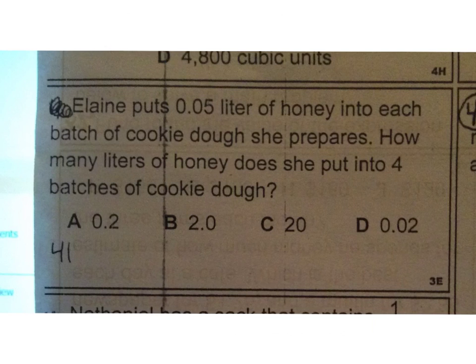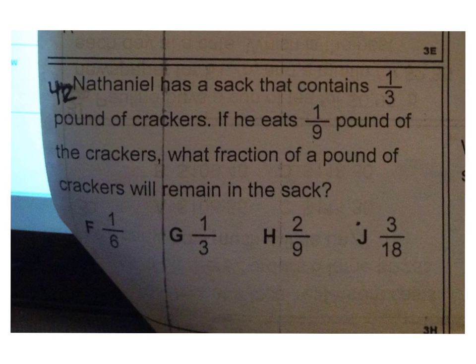Number 41. Elaine puts 0.05 liters of honey into each batch of cookie dough she prepares. How many liters of honey does she put in 4 batches of cookie dough? Number 42. Nathaniel has a sack that contains 1/3 pound of crackers. If he eats 1/9 pound of the crackers, what fraction of the pound of crackers will remain in the sack?